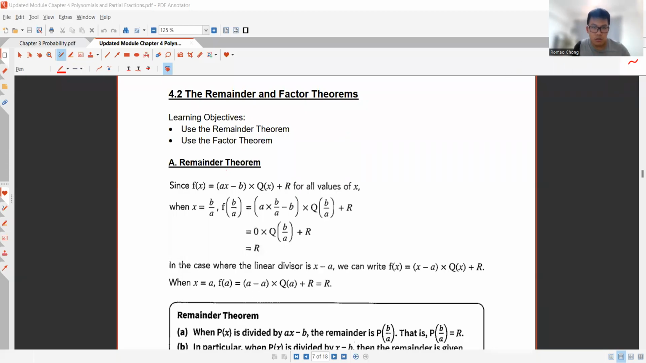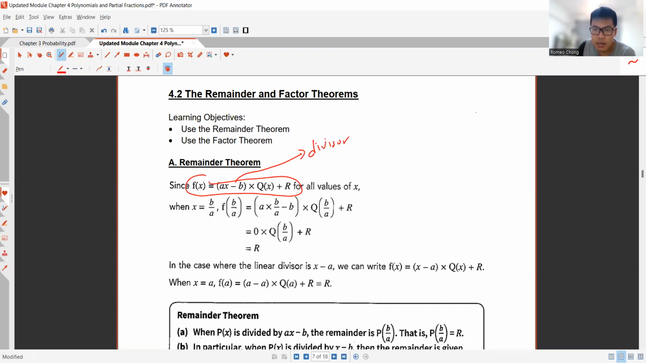Okay, hello student. In the previous subtopic, we already know how to perform the long division method, which is the division algorithm. So I hope you still remember this expression. This is what we call the division algorithm. So this part is usually called a factor, or what we call the divisor.